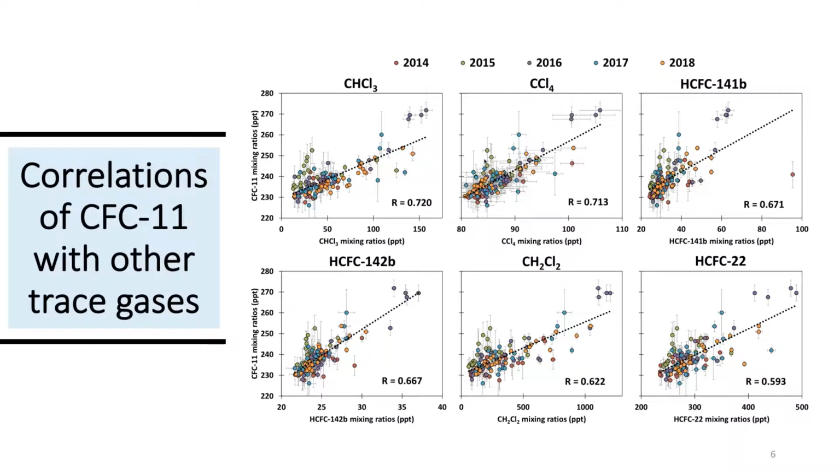After looking at the source regions, we then looked at the correlations of CFC11 with other trace gases that were measured in the Taiwan air samples. The compounds that had the strongest positive correlation with CFC11 for all years combined were chloroform, carbon tetrachloride, HCFC 141b, HCFC 142b, dichloromethane, and HCFC 22. The correlations between CFC11 and these compounds are likely due to the co-location of their emissions in eastern China.